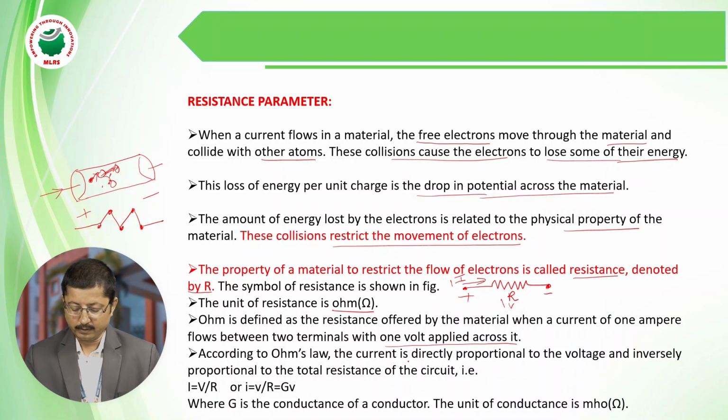According to Ohm's law, current is directly proportional to the voltage and inversely proportional to the resistance of the circuit. Therefore, the current I is equal to V divided by R. And 1 by R is nothing but G, the conductance of the conductor. Therefore current I is equal to G into V. The unit of conductance is mho.